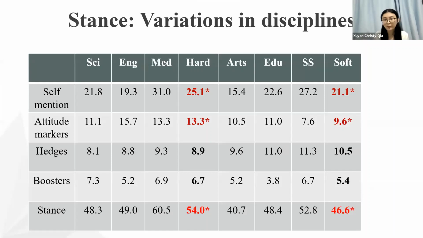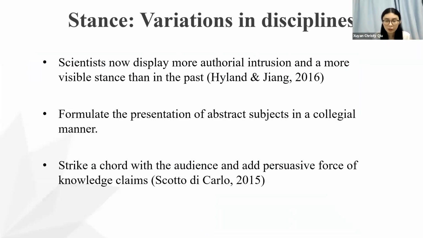In terms of the disciplinary differences, we find that significant differences existed between the hard science students and soft science students in terms of stance markers. And the hard science students make more use of stance markers in 3MT presentations than the soft science students because they use more self-mentions and attitude markers. So here are some of our explanations.